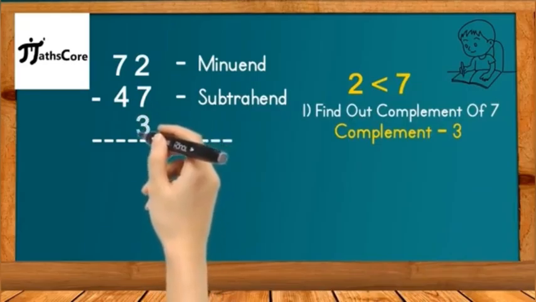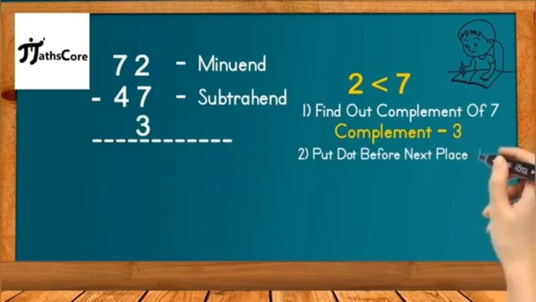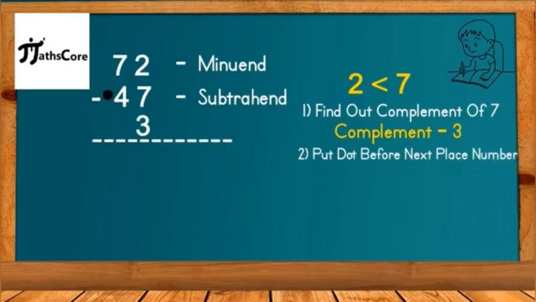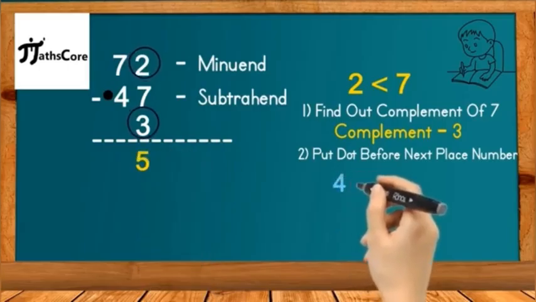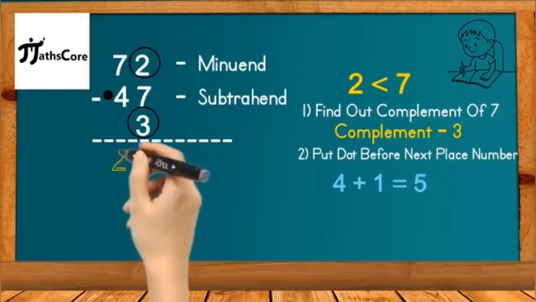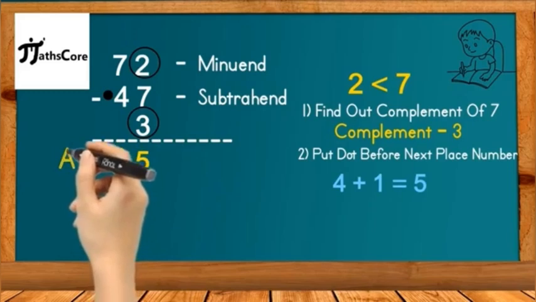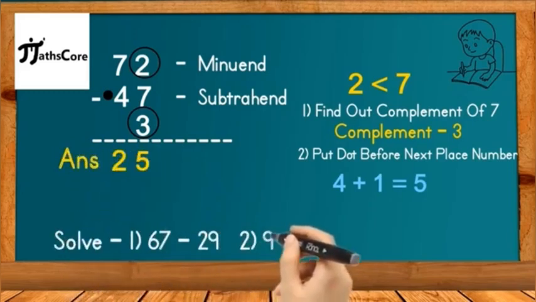In the second step, we need to put dot before the tens place digit of subtrahend, which is 4. So put dot before 4. Now we need to add complement in unit place of minuend. So 2 plus 3 is 5 and dot 4 means what? 4 plus 1, 5. So subtract 5 from 7. So 7 minus 5 is 2. So in this way we will get final answer 25. So in this way you can subtract 2-digit number.